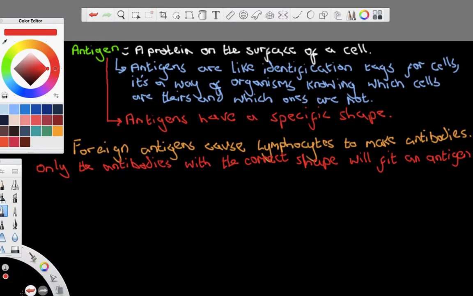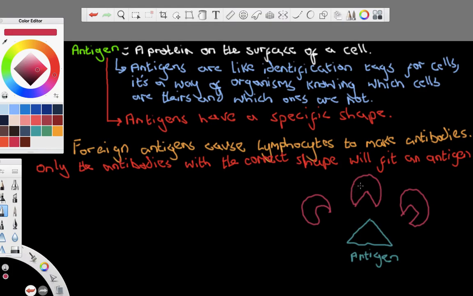So if we've got an antigen that has a particular shape, so if my antigen is a triangle shape, so we've got our antigen, which I'm drawing as a triangle, and our lymphocytes make lots of antibodies with different shapes. So we're going to make one with a circular cutout, we're going to make one with a square cutout, and we're going to make one with a triangle cutout. Only the antibody with the correct shape will fit the antigen.